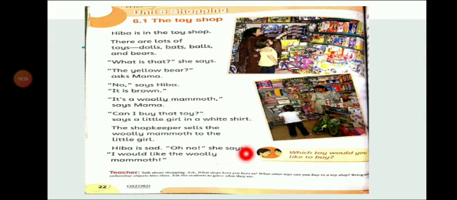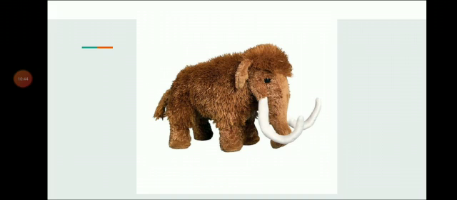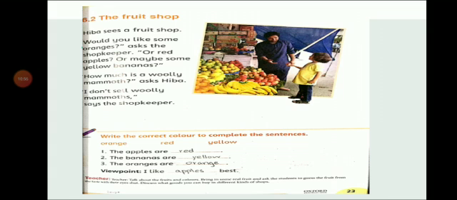Hiba is sad. "Oh no," she says. Now Hiba became sad. Why was she sad? Because she wanted to buy that woolly mammoth, but before she told to the shopkeeper, a little girl came and she took that woolly mammoth. Now you have to tell, which toy would you like to buy if you go to a toy shop? Now my dear students, again have a look on this woolly mammoth. This is a toy woolly mammoth and it's made of wool. Now my dear students, move toward page number 23.